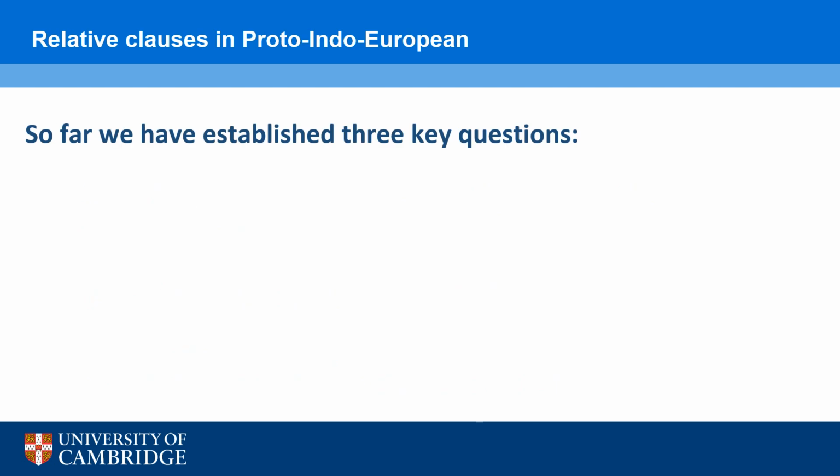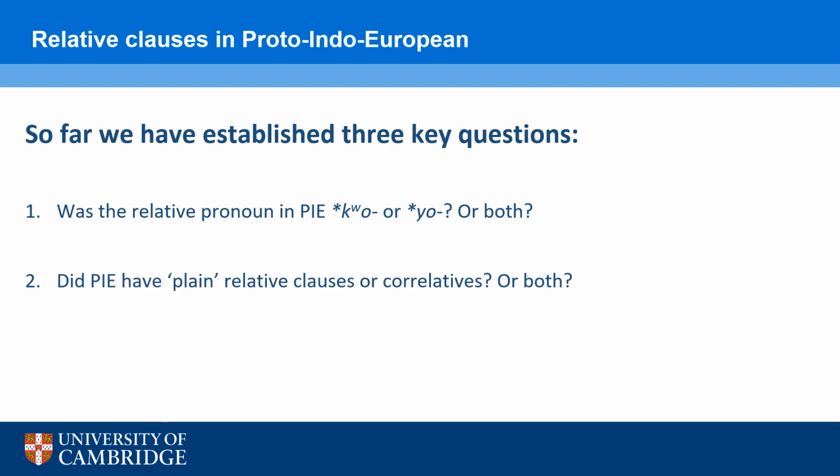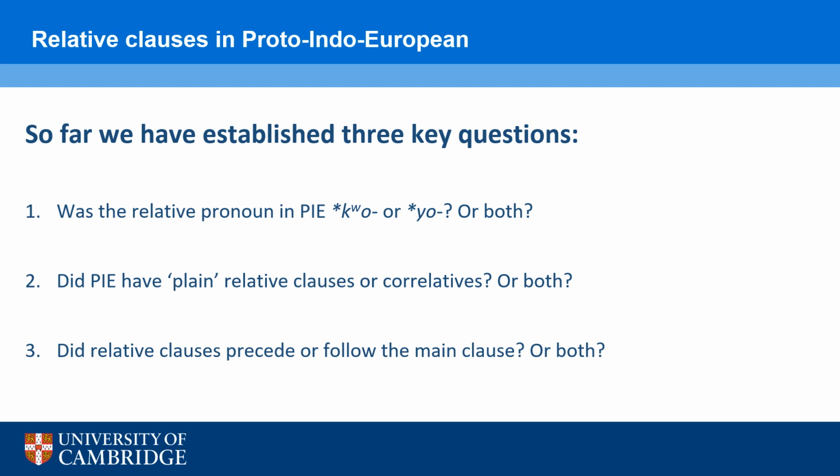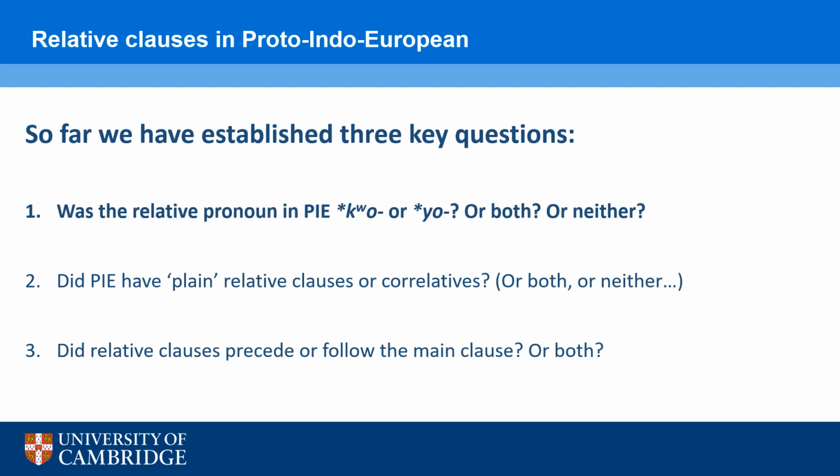So, with all this information in mind, we can come up with 3 key questions we need to answer with our reconstruction. 1. Was the relative pronoun in Proto-Indo-European qua or ya, or both? 2. Did PIE have plain relative clauses or correlative clauses, or both? And 3. Did relative clauses precede or follow the main clause, or both? Without further ado then, let's have a look at that first question.